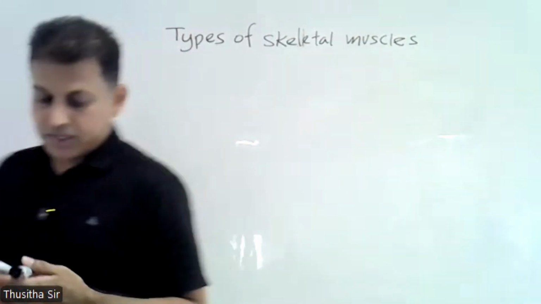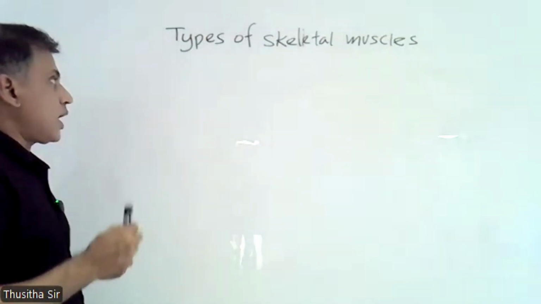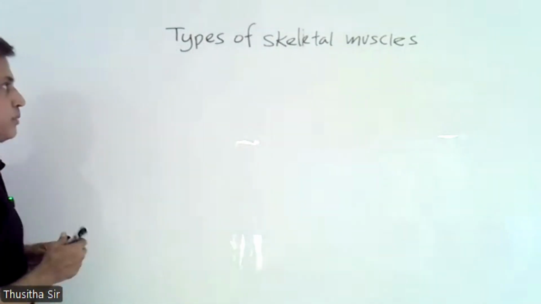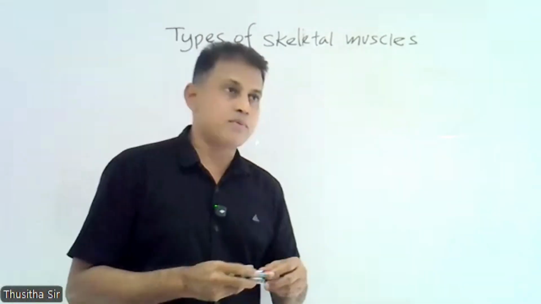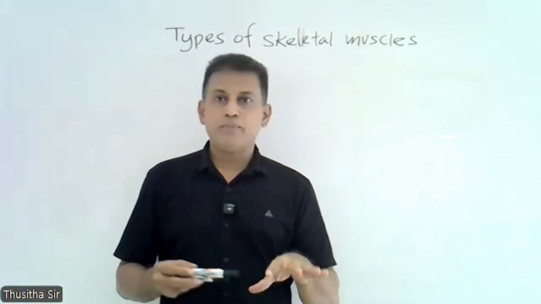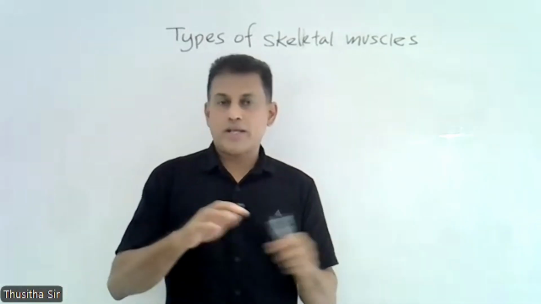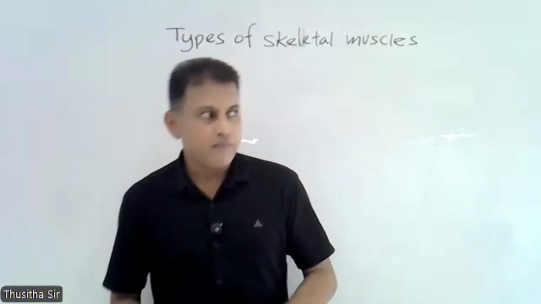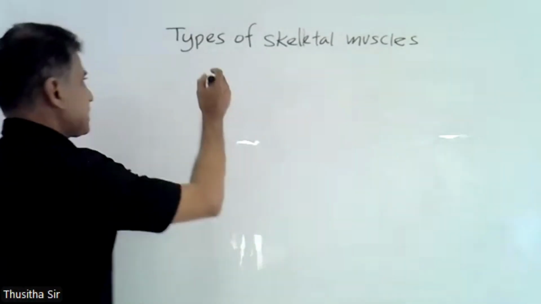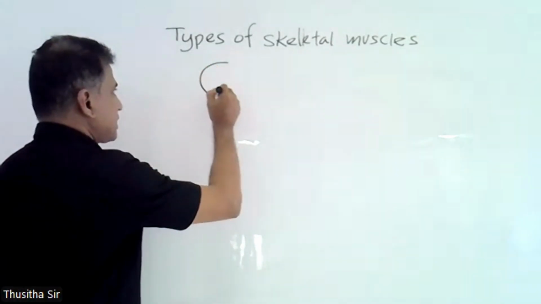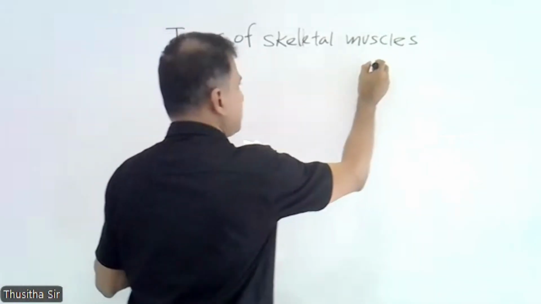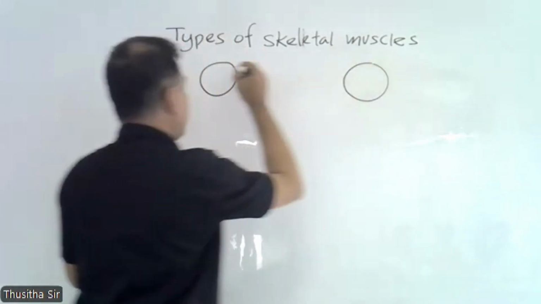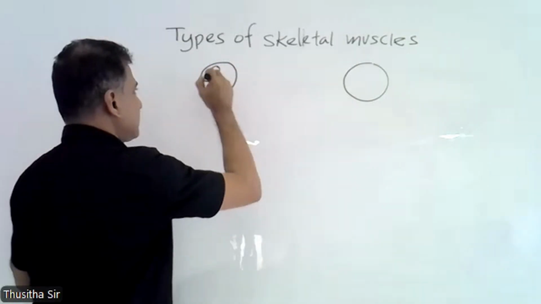Types of skeletal muscles. There are 2 types. So this depends on the activity. These types are actually in one muscle. That's not exactly completely separate types of muscles. We can see them in a muscle like this. So let's say this is a muscle tissue, and these are groups of muscles now.